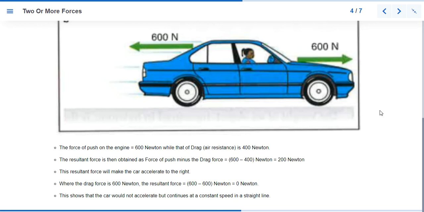This resultant force will make the car accelerate to the right. In B, where the drag force is 600 Newton and the force of the engine also is 600 Newton, that will be 600 minus 600 Newton. That gives us 0 Newton. This shows that the car will not accelerate but continues at a constant speed in a straight line.